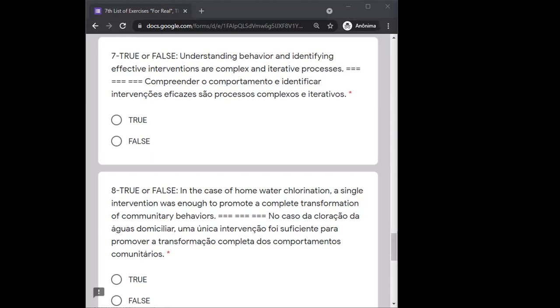Question 7. Understanding behavior and identifying effective interventions are complex and iterative processes. Compreender o comportamento e identificar intervenções eficazes são processos complexos e interativos. What we mean is that you're not going to learn the first time. You're going to have to fail, try again, and then you're going to succeed. That's how you actually end up having good interventions.